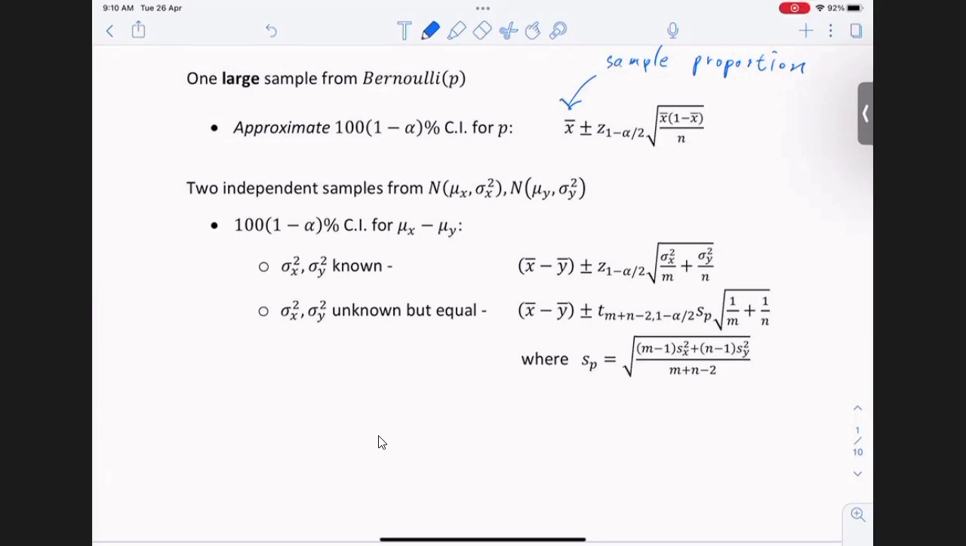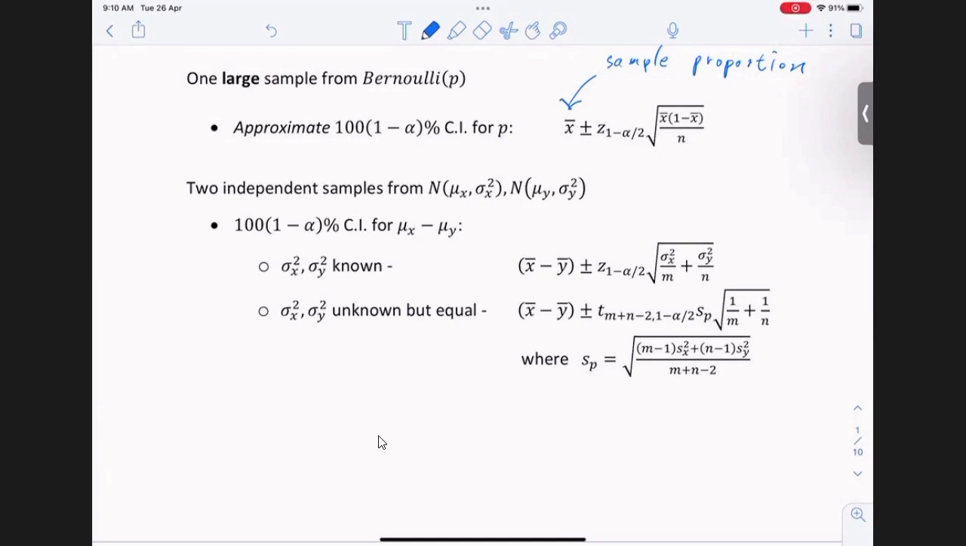And then we have a standard error computed as SP multiplied by this quantity, where SP is the pooled sample standard deviation. Pooling the two sample variances together to compute a single sample variance, and then we take the square root. So you may find the details in the lecture notes for the derivation of this formula.